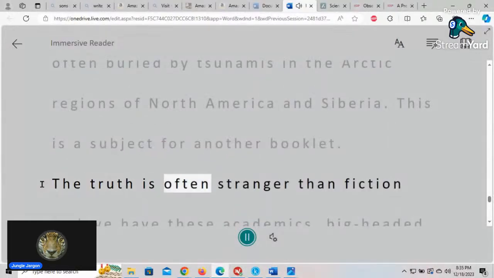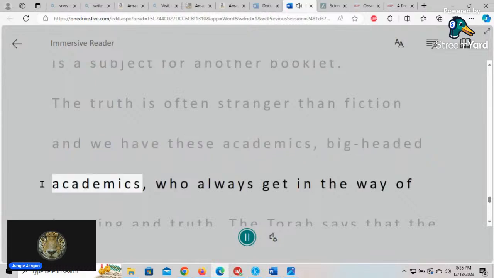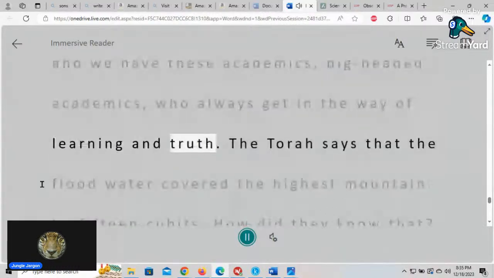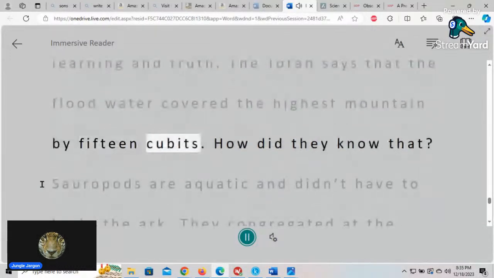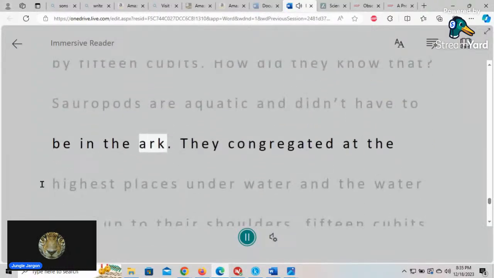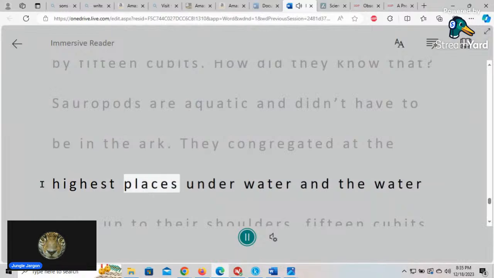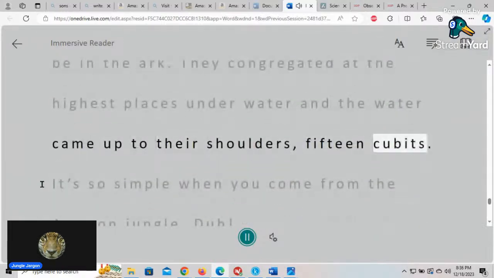The truth is often stranger than fiction, and we have these academics, big-headed academics, who always get in the way of learning and truth. The Torah says that the floodwater covered the highest mountain by 15 cubits. How did they know that? Sauropods are aquatic and didn't have to be in the ark. They congregated at the highest places underwater, and the water came up to their shoulders, 15 cubits.